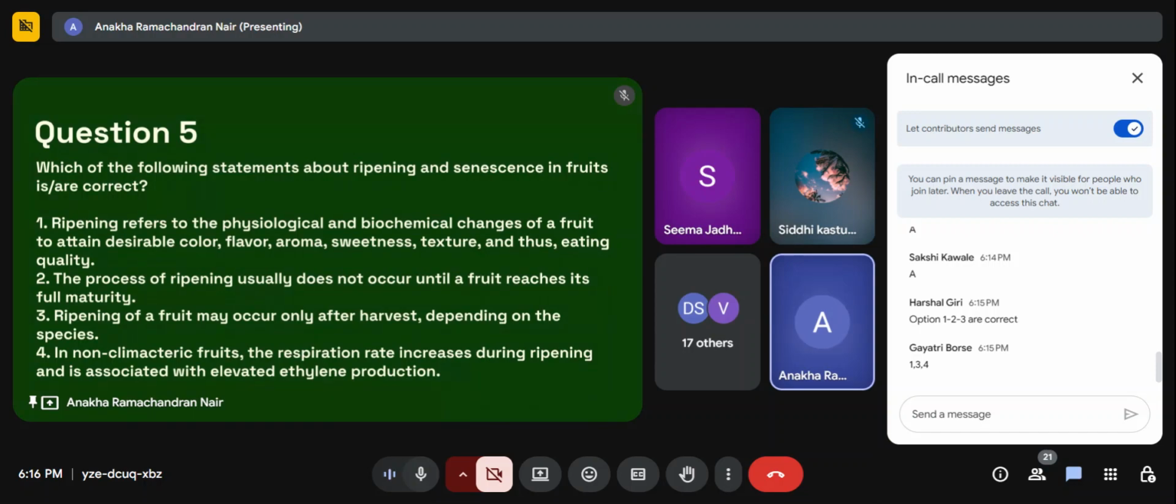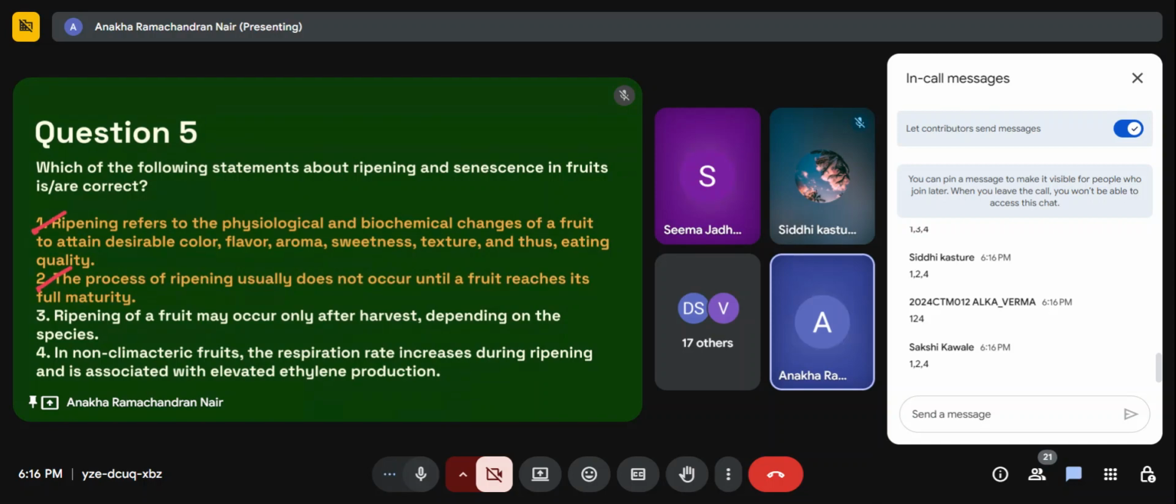All right. So 1, 3, 4, 1, 2, 3. Let's see which options are correct. So the correct answer is 1 and 2. The first one was obvious, right? Ripening refers to the physiological and biochemical changes that make it desirable for us to eat. So that is correct. The process of ripening usually does not occur until a fruit reaches its full maturity. That is also correct. But option 3, that ripening of a fruit may occur after harvest depending.